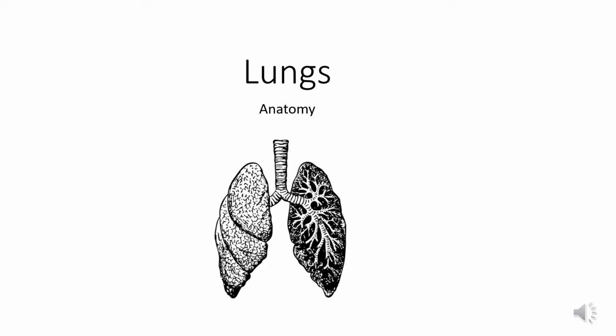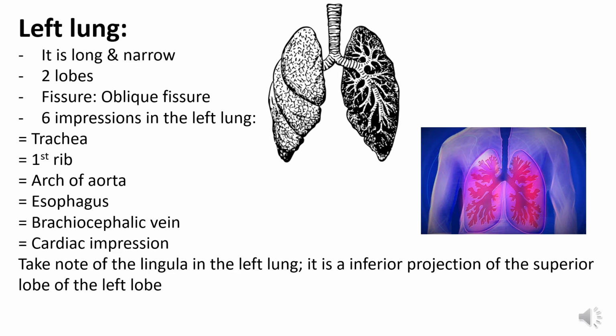There are 5 things attached at the hilum, namely the bronchus, the pulmonary arteries, lymphatic vessels, superior and inferior pulmonary veins, and pulmonary plexus of the nerves. Let's get started. So, taking a look at the left lung.